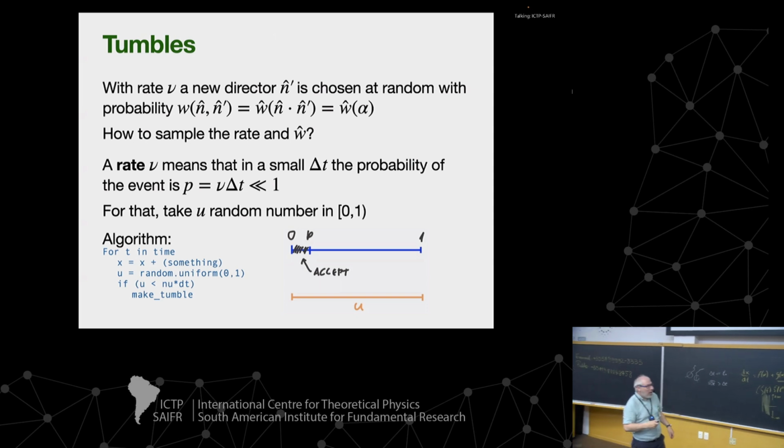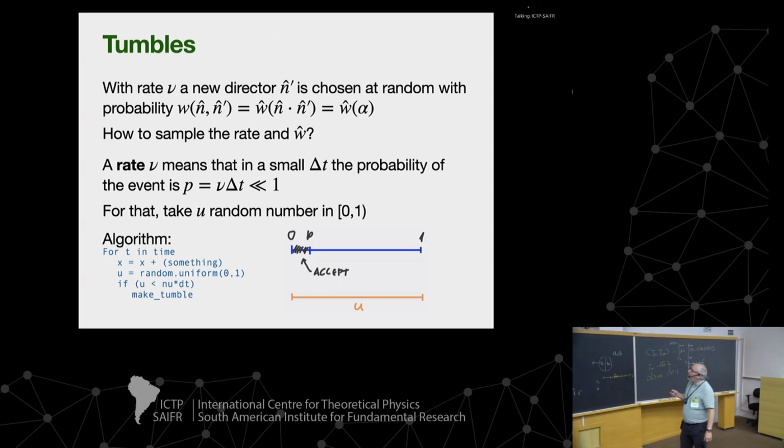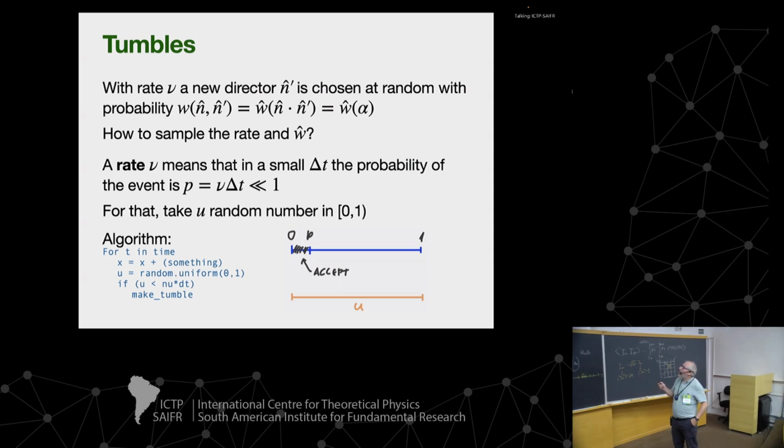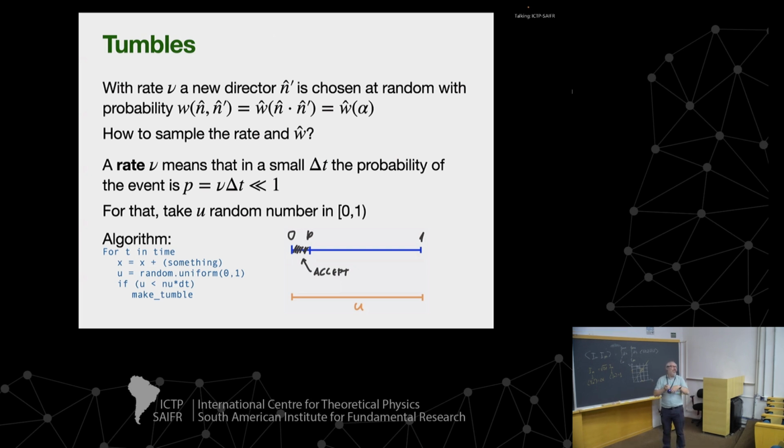Let's say like that. And in this Poisson process, the simplest way to simulate it is that you have a small delta t. The probability to have the event is nu times delta t. And you have to choose delta t such that this number is small. Actually, if the delta t is not small, this is not the correct expression. Because, for example, if delta t is large, this number can be larger than 1, and you cannot have probabilities bigger than 1. So if delta t is small, the probability to have a tumble is nu times delta t. This is the definition of a rate.